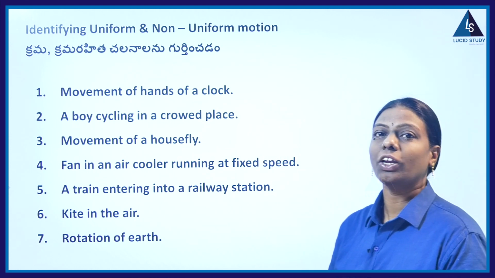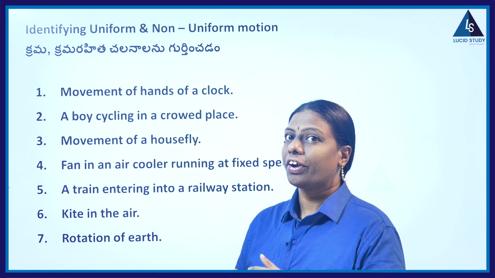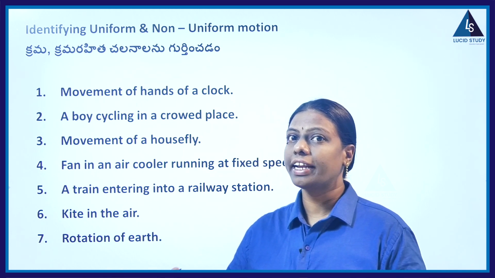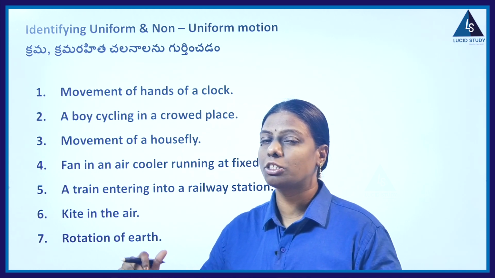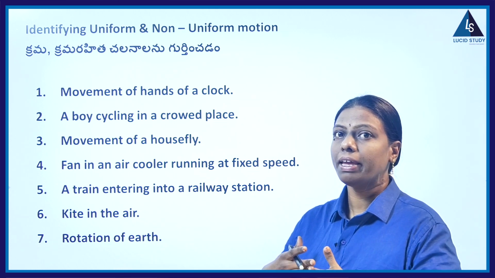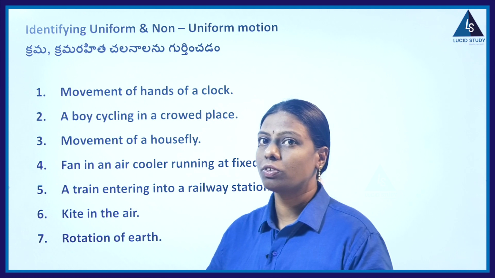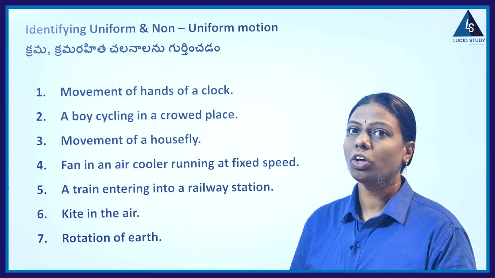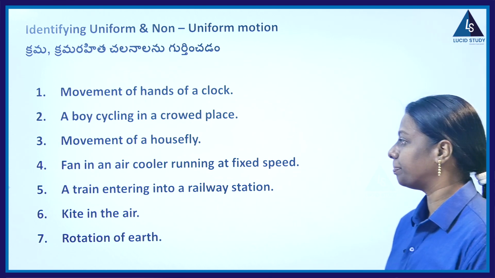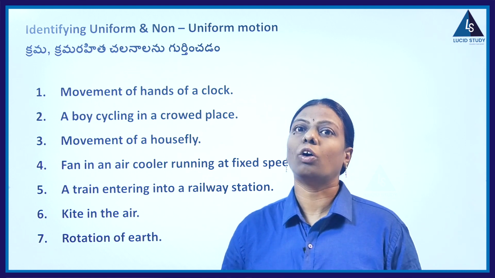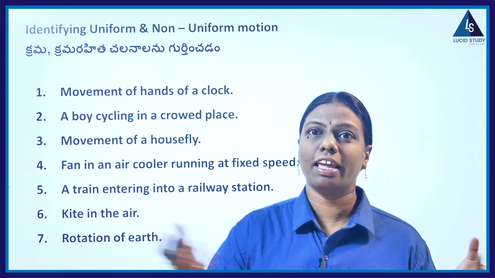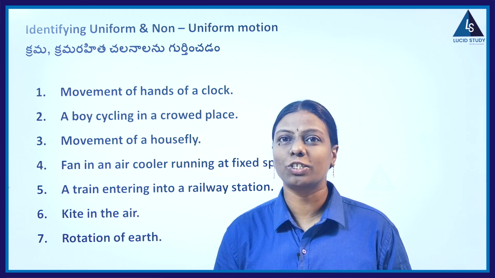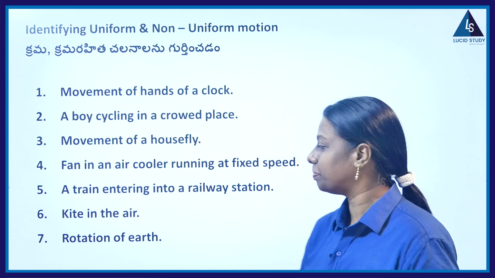A train entering into a railway station. When the train enters into a railway station, it is going to decrease its speed. Correct? So when it is decreasing its speed, at one place it will be some 50, next it reduces to some 40, next it reduces to some 30. So it is also non-uniform motion. Kite in the air. How does that move? It moves in the direction the air moves. So it shows that it is also non-uniform motion.